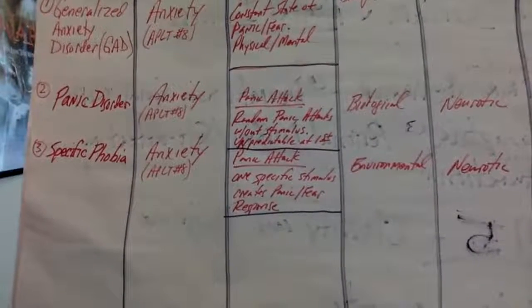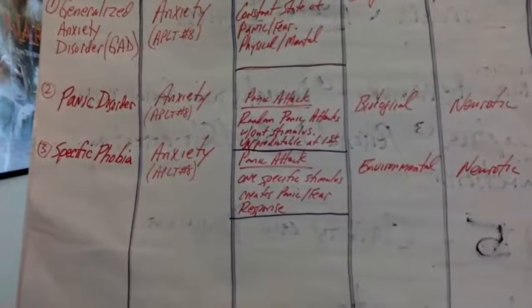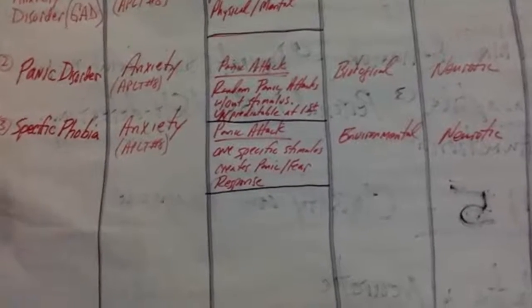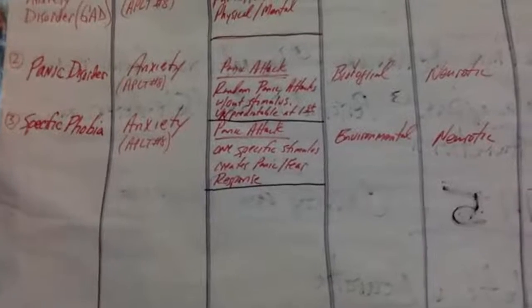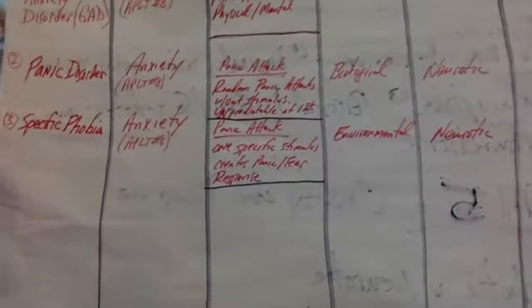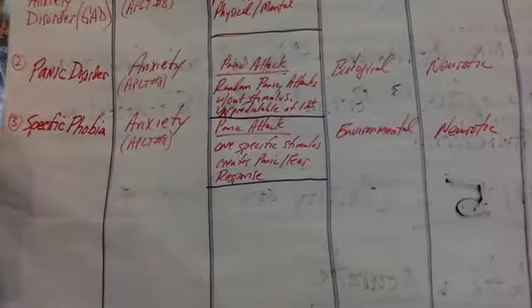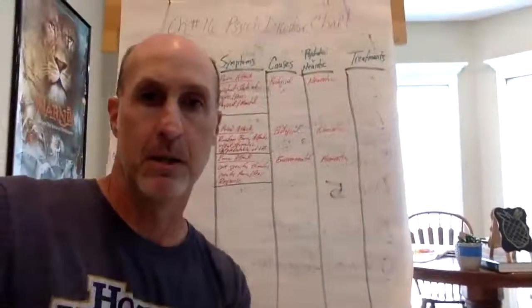Okay, so specific phobia or phobic disorder, anxiety, learning target number 8, panic attack at the core. One specific stimulus creates the panic fear response. It's environmental, so we do believe that you learn this response, basically through classical conditioning in your environment, and it is neurotic, okay? At the core of it is fear, okay?